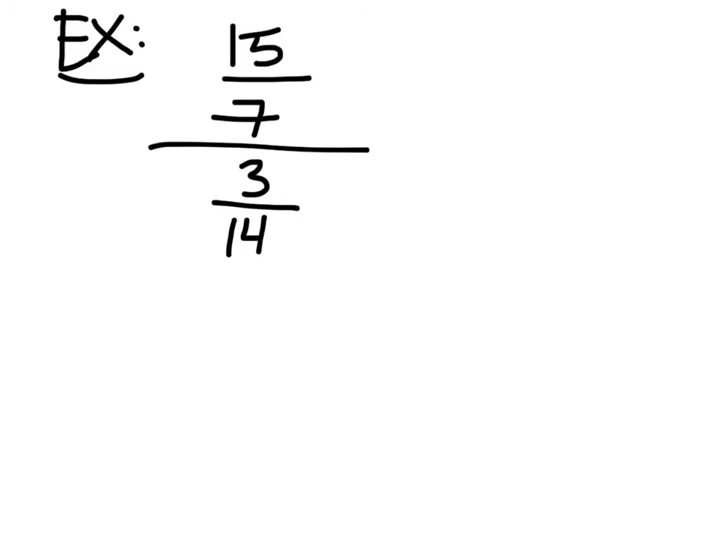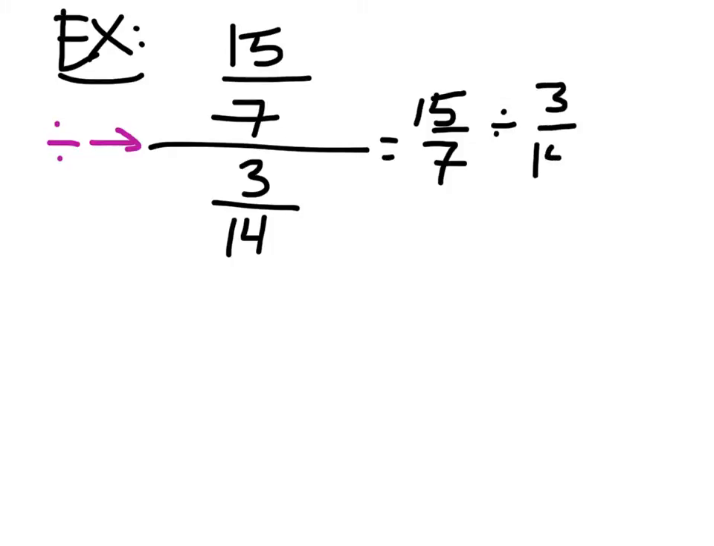Let's look at this example and rewrite it once again. This line, again, is division. So let's rewrite this as 15/7 divided by 3/14.